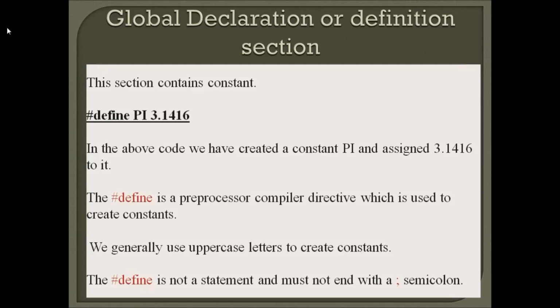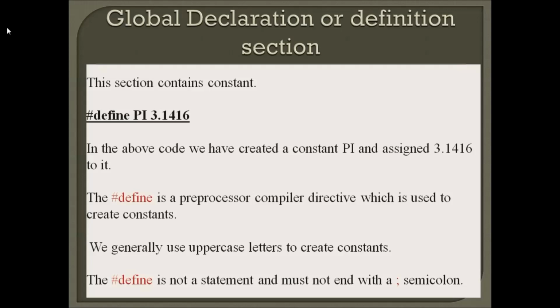In our program I have a statement called hash define pi. So in the above code we have created a constant pi and assigned a value 3.1416 to it. The define is a preprocessor compiler directive which is used to create constants. We generally use uppercase letters to create constants. And more importantly, whatever statements you write in a C program should be ended with a semicolon. But the define constant we are using does not include any semicolon. That means it should not be ended with any semicolon.